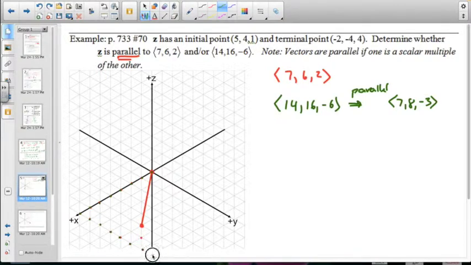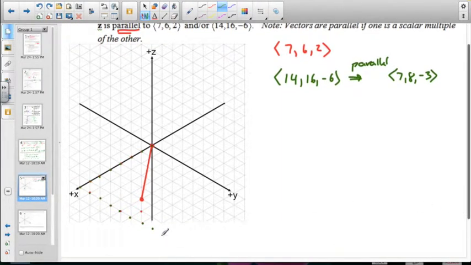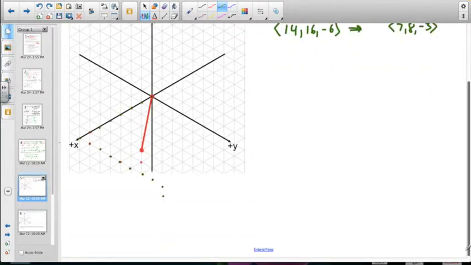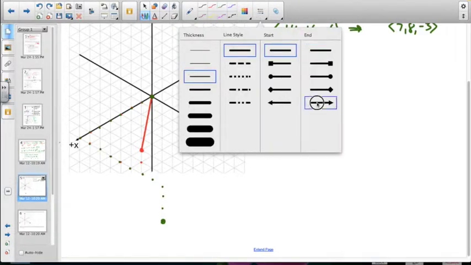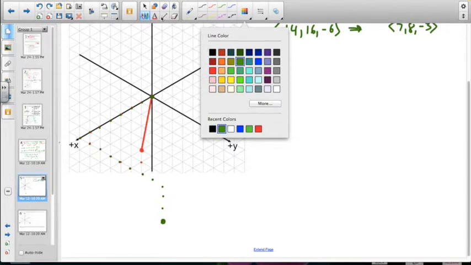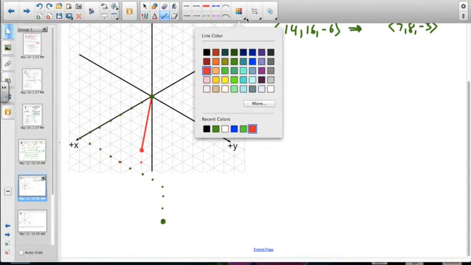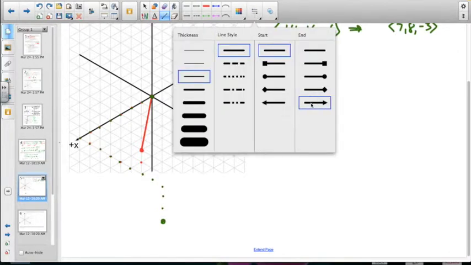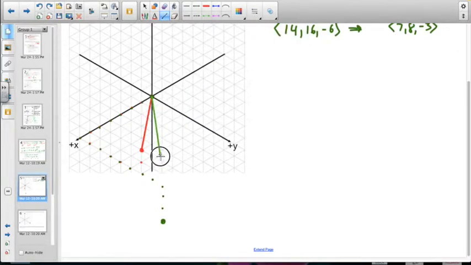I do go off the grid. 7, and 8, and then down 3. So 1, 2, 3. So there would be the terminal point of that vector. There would be the initial point of that vector. And if we drew that vector, then that would look like that. And so those are the two things we want to be parallel to.